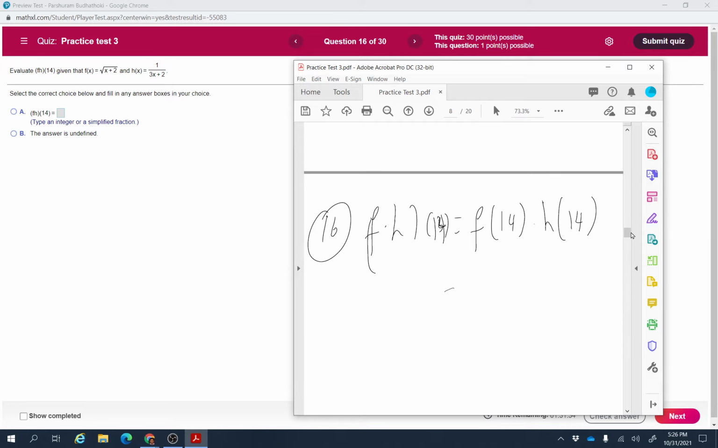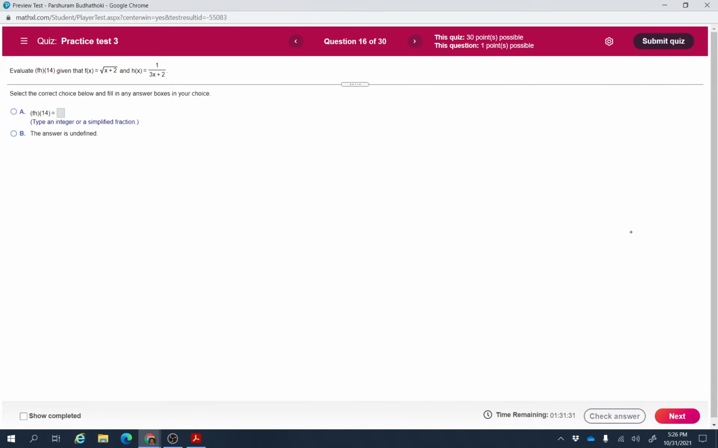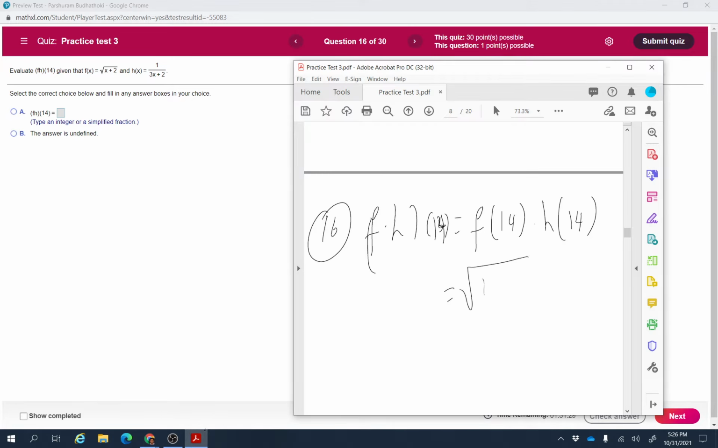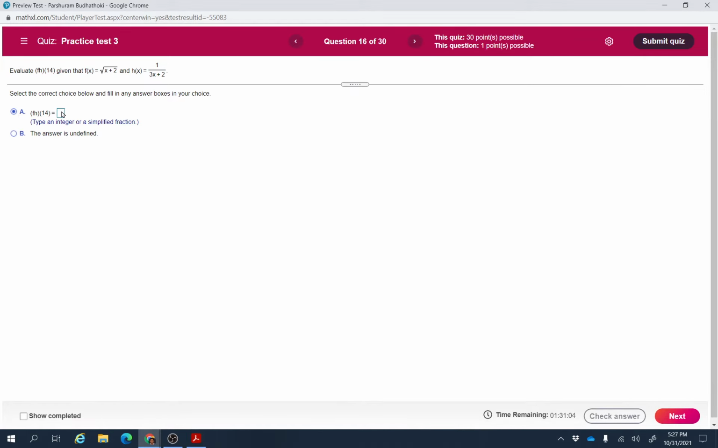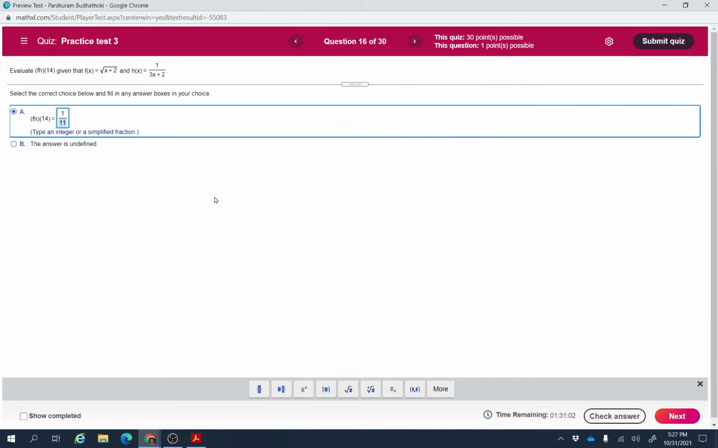So for finding the value, just plug x equal to 14 in the given function. For the first one, it's 14 plus 2, which is basically the square root of 16, which is 4. And here it's 3 times 14 is 42, plus 2 is 44. So if I just cancel this, it would be 1 over 11. Type an integer or simplified fraction, so that means 1 over 11.